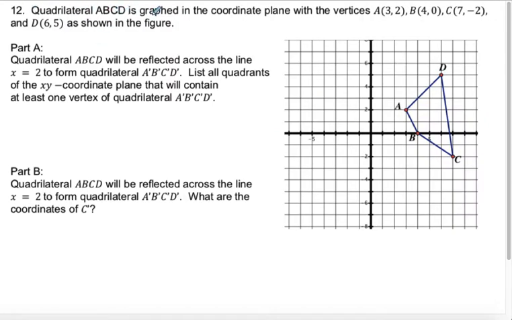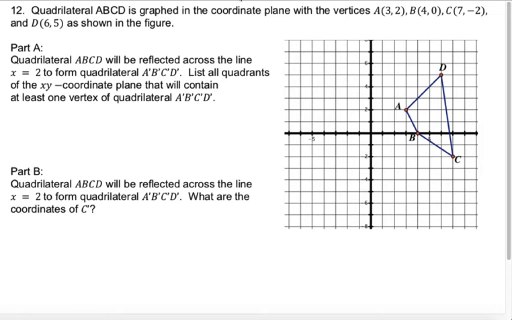Quadrilateral ABCD is graphed in the coordinate plane with vertices A, B, C, and D as shown in the figure. Quadrilateral ABCD is going to be reflected across the line x equals 2, and it's going to form A prime, B prime, C prime, and D prime. So let's start with that first. I've showed you how to do it with number 10. Now you can apply the same rule for number 12.